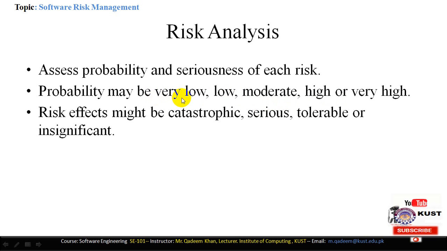These are the different sorts of probabilities. For example, very low means the chances of occurrence are very low, low means the chances of occurrence are low, and moderate is the medium probability risk, and high and very high are very catastrophic sorts of risk, where the chances of occurrence are much higher. Then we have the risk effects, which might be catastrophic, serious, tolerable, or insignificant. This is the effectiveness of the risk.